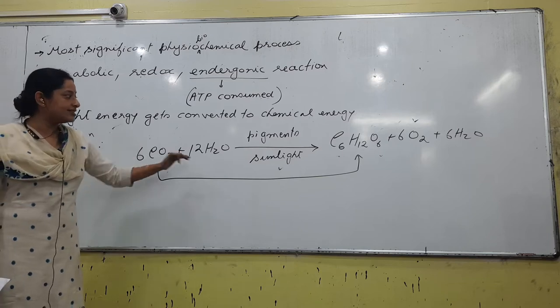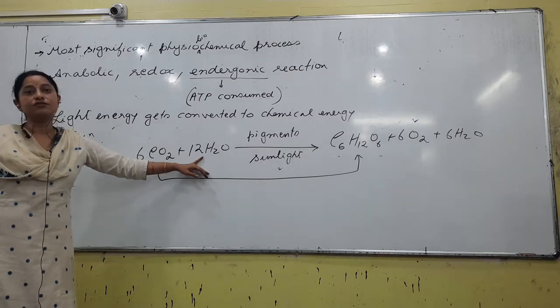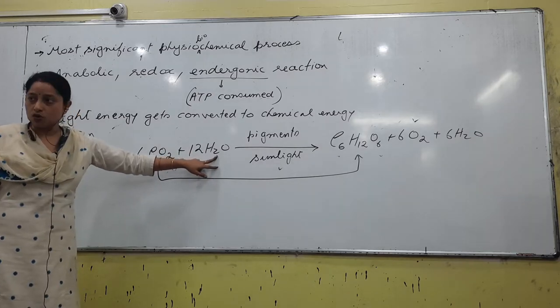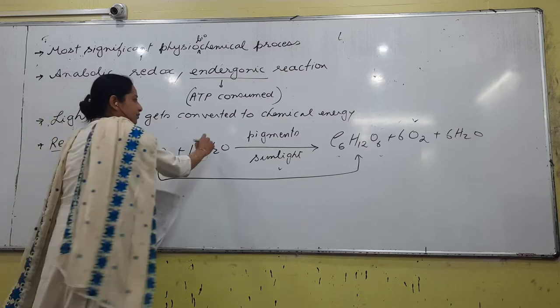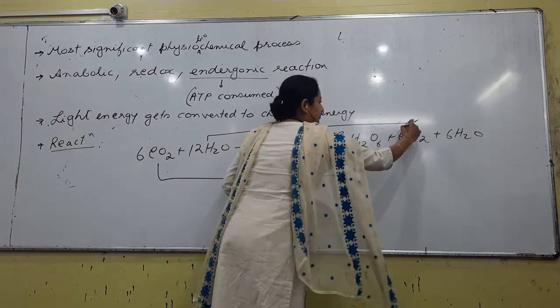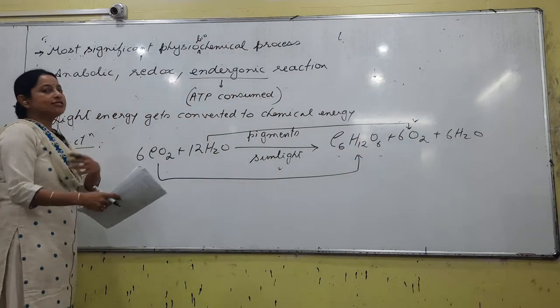Because there were certain scientists who had proved that the oxygen that is evolved during the process of photosynthesis is liberated from water and not from carbon dioxide. We will discuss that later. As of now, we have this one, right? Next, carbon dioxide forms food.